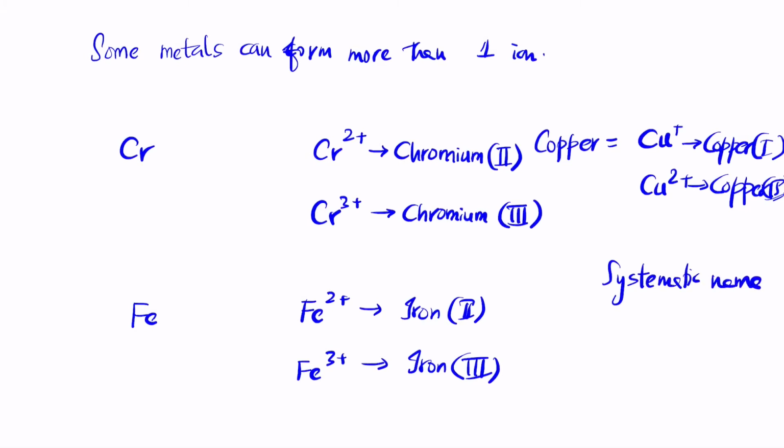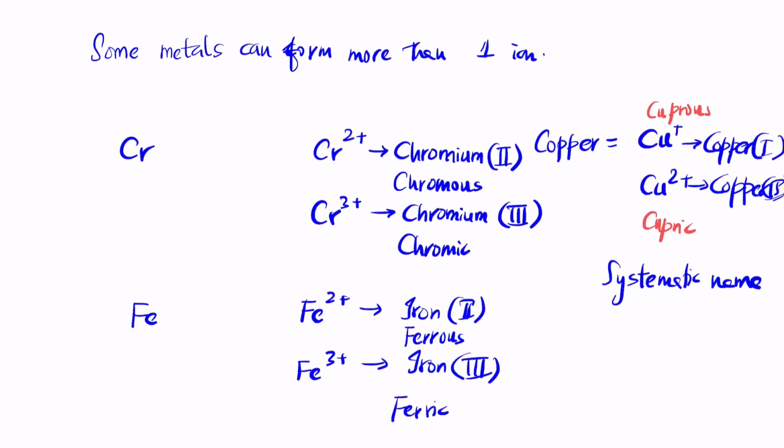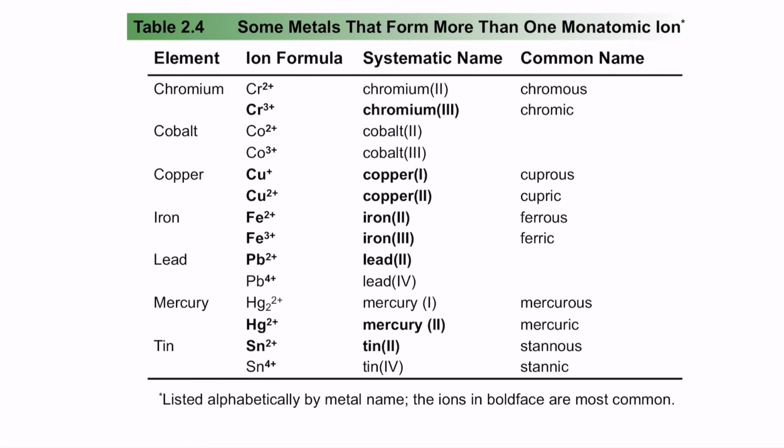There are also general names. For example, Cr2+ is generally called chromous and Cr3+ is generally called chromic. In the same way, Fe2+ is called ferrous and Fe3+ is called ferric. Cu+ is called cuprous and Cu2+ is called cupric. These are some common names that are based on the systematic names. This table summarizes all of them. Most of the common ones are chromium, cobalt, copper, iron, lead, mercury and tin.